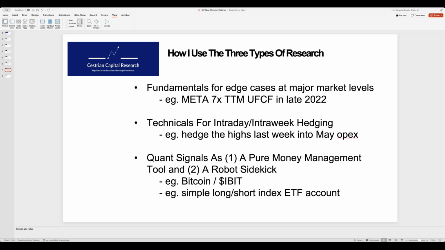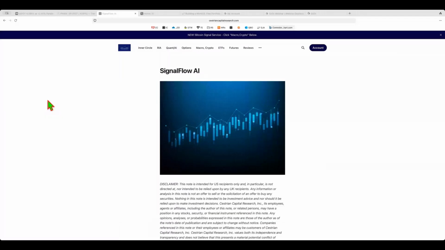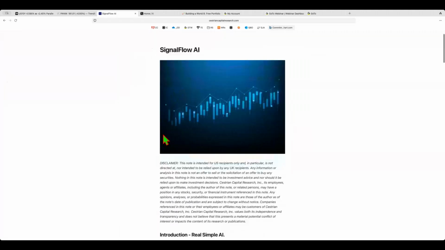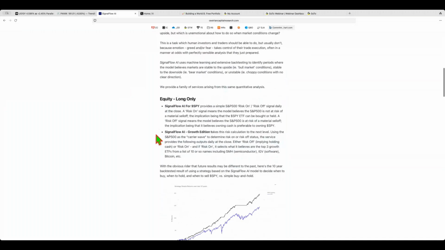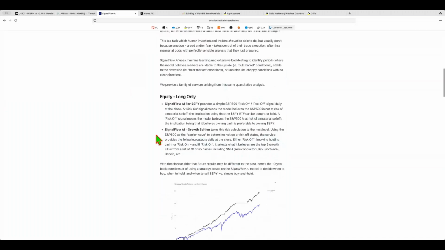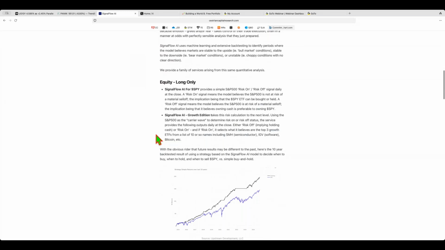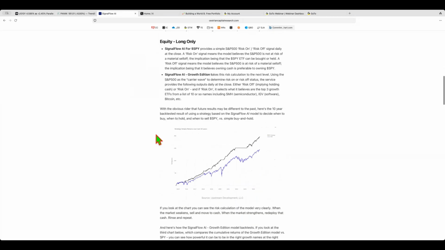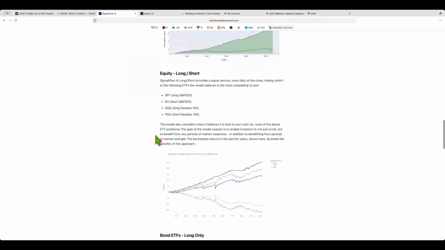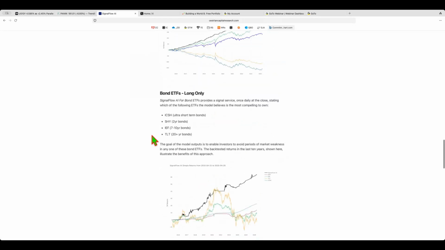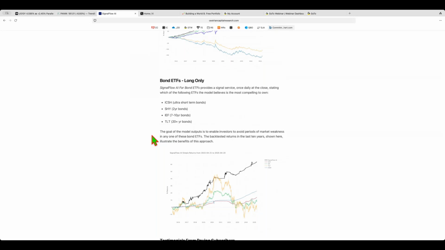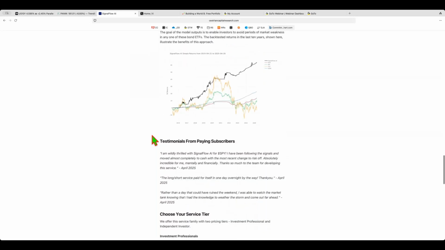Just briefly, before we go to questions again, I'll just show you the quant services that we offer. So on the Signal Flow family of services, we do long-only equity. We have a service for the S&P, we have a growth service which uses the S&P to consider the risk environment, and then it selects from a group of growth-oriented ETFs. We have a long-short index service, and we have a bond service that rotates between cash and different maturity lengths of bonds. This is a really popular group of services.